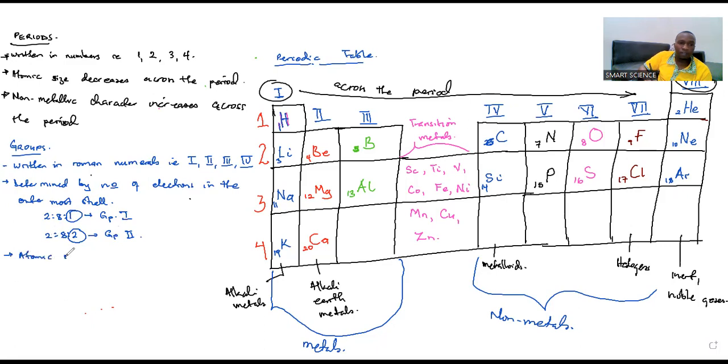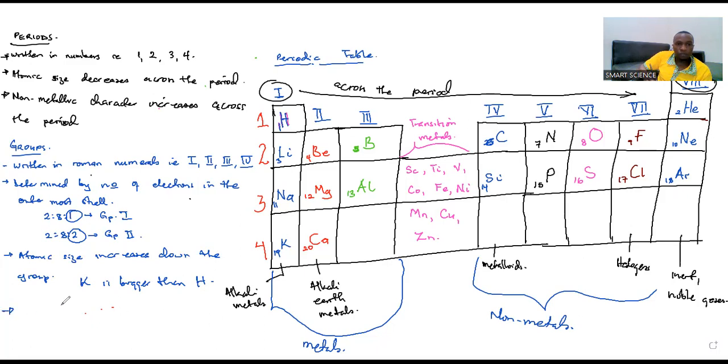Atomic size increases down the group. Therefore, if I consider group 1, potassium is bigger than hydrogen, simply because potassium is below hydrogen when it comes to the group.